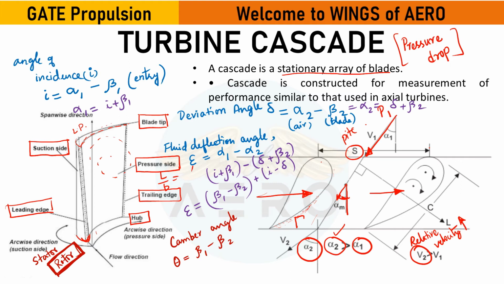So in the case of turbine blades, that means when the flow is entering into the rotor and when it is leaving, passing by, these are the general terminologies. Either the inlet of the stator and the exit of the stator should be given, or the entry of the rotor and the exit of the rotor. When it is entering, we call it the angle of incidence. When it is leaving, we call it the deviation angle. The difference between the inlet air and the exit air we call the fluid deflection angle.